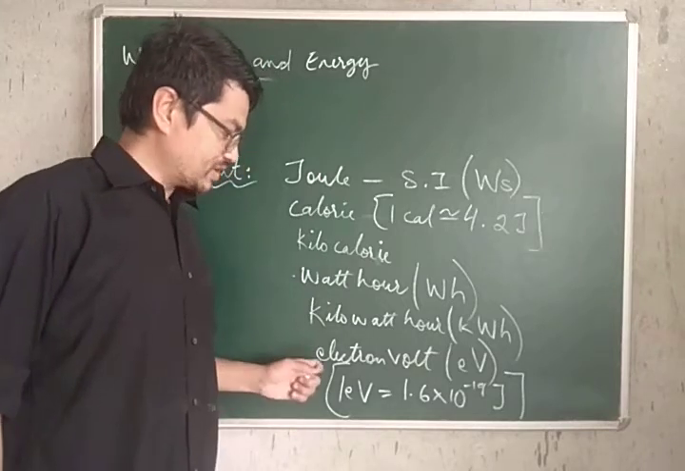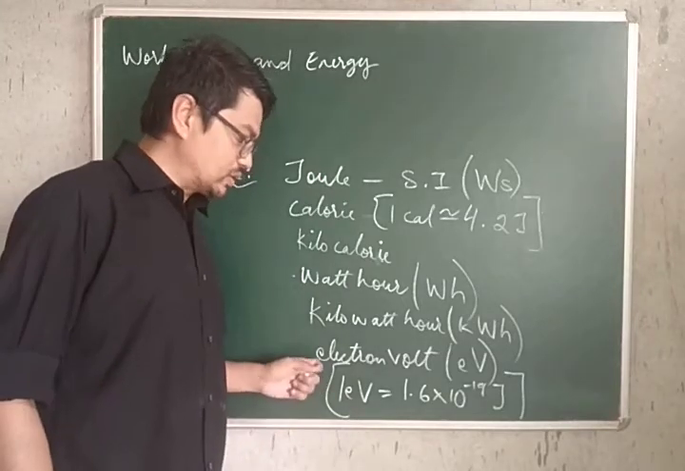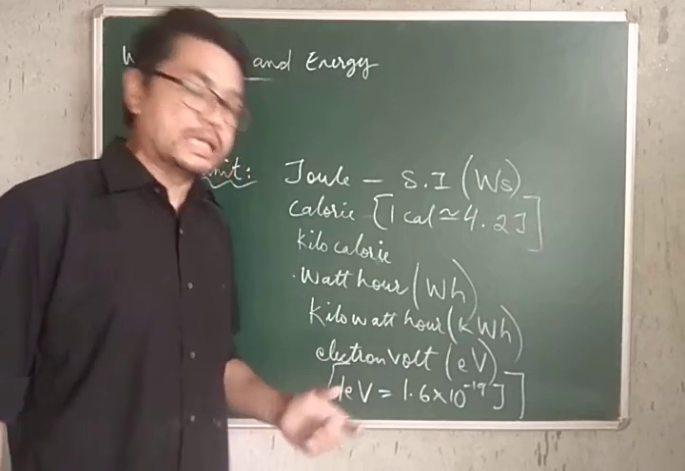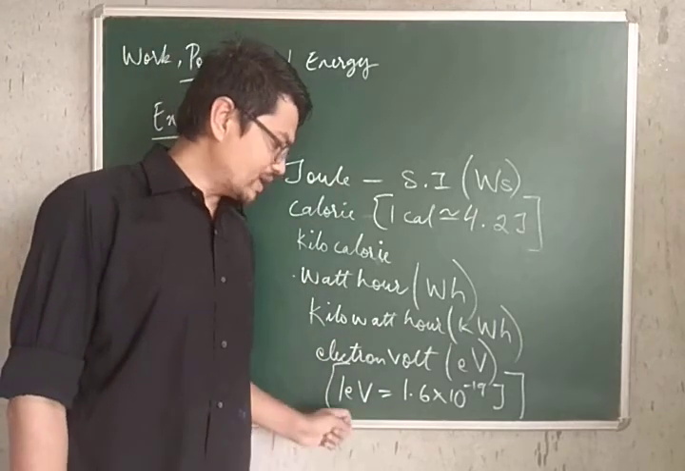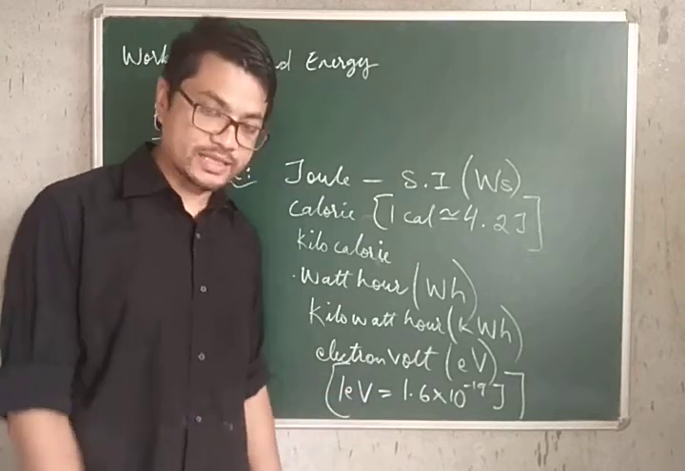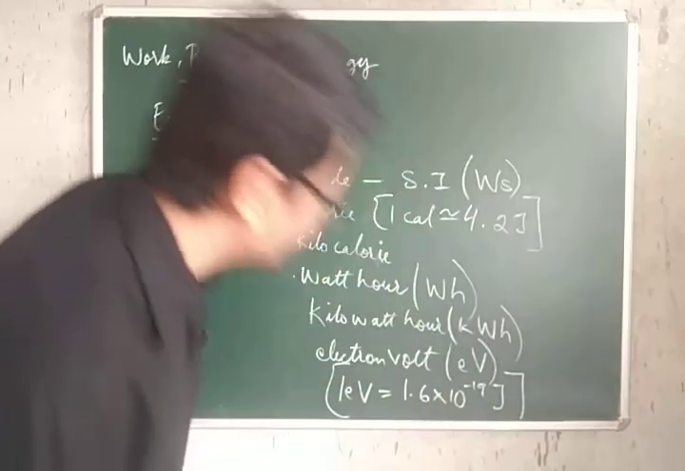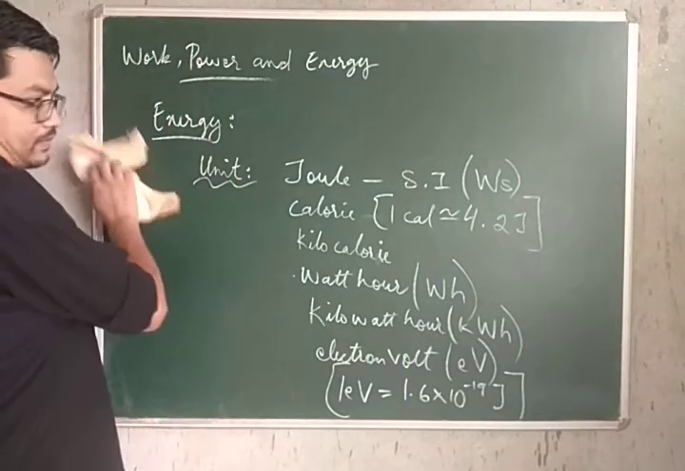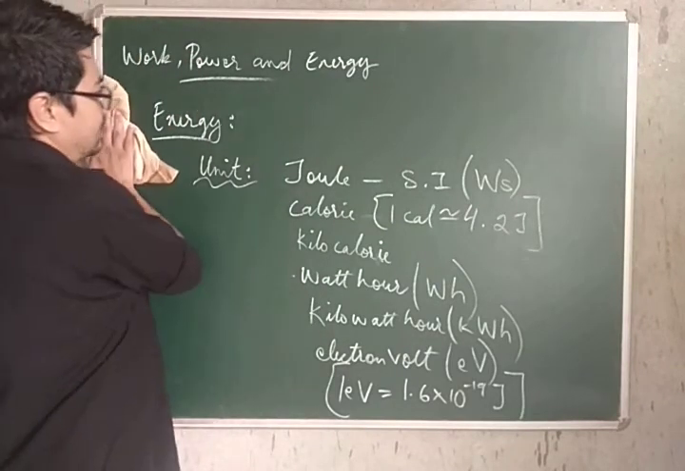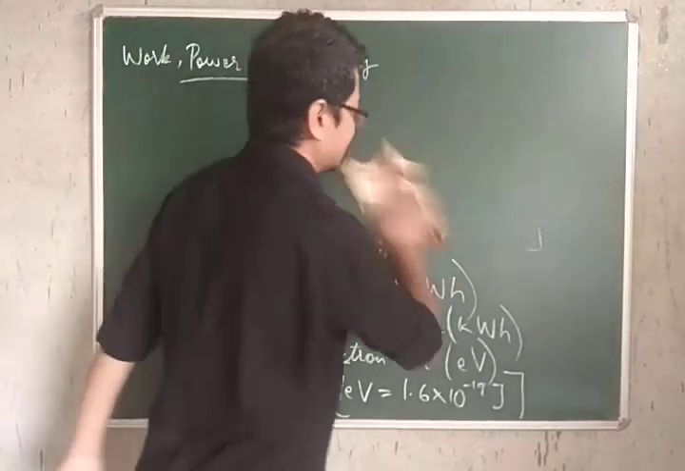Basically we will talk about electron volts, the unit electron volts we will need once we reach class 12. 1 eV is 1.6 into 10 to the power minus 19 joules. So these are the different units for energy. Now let us look at power. So you can copy this. So I'm erasing it now.